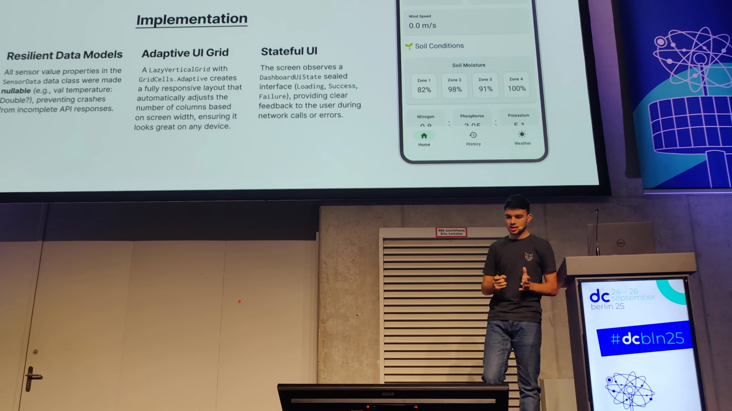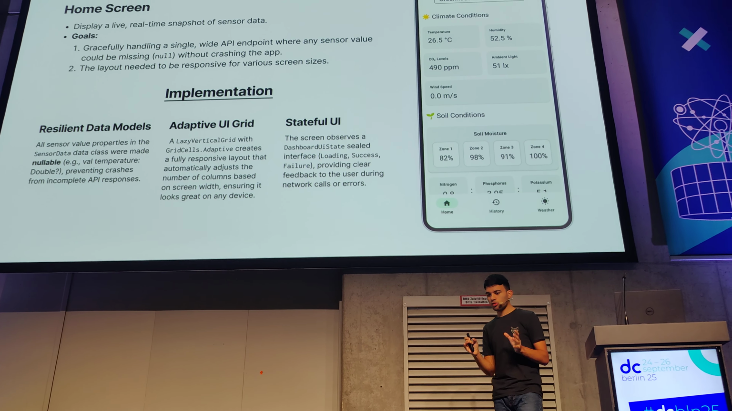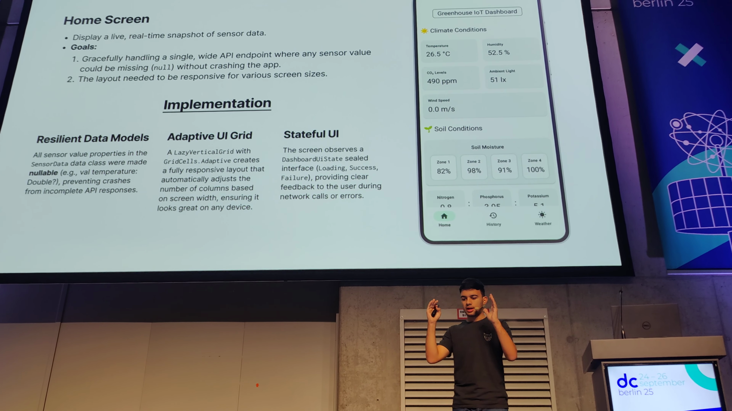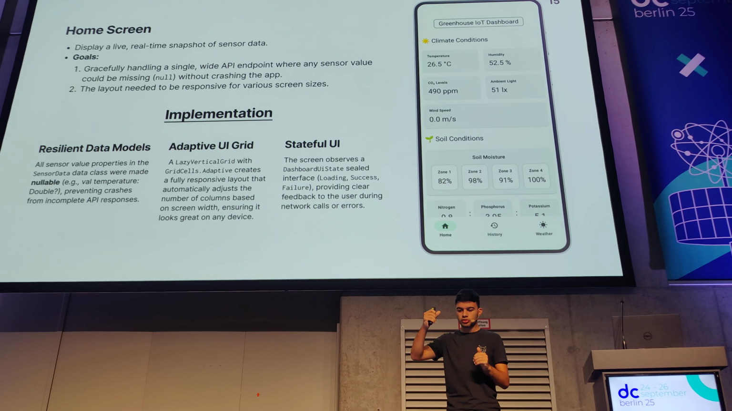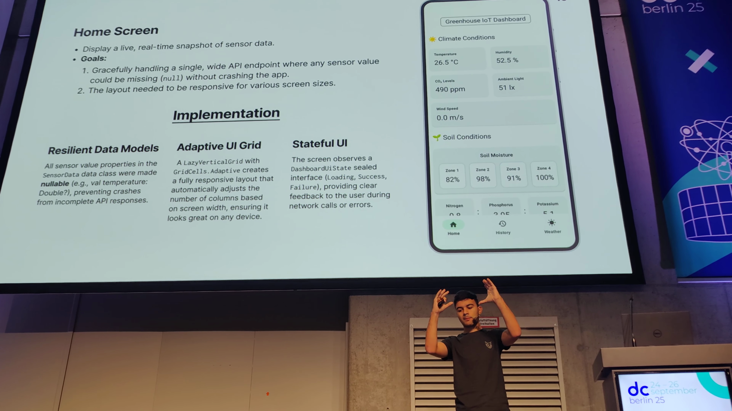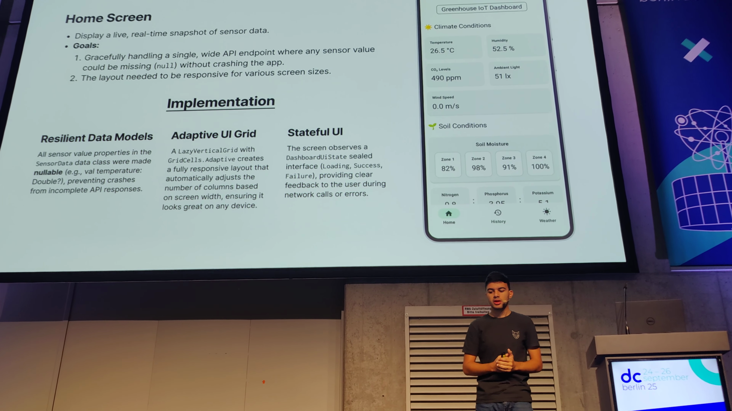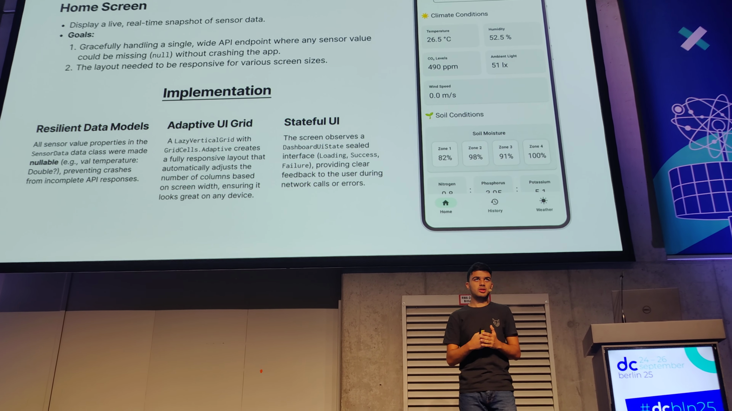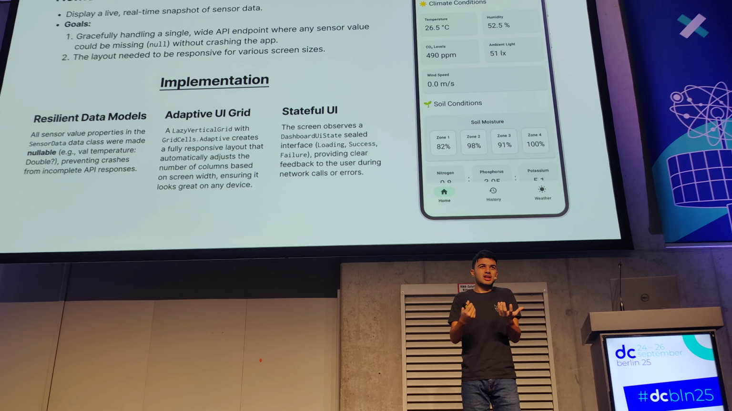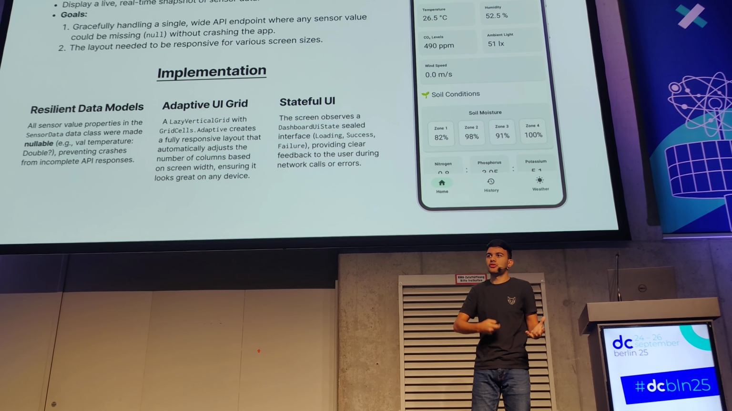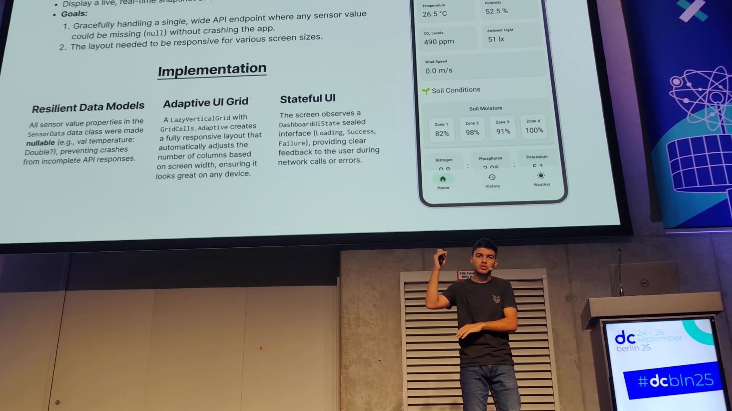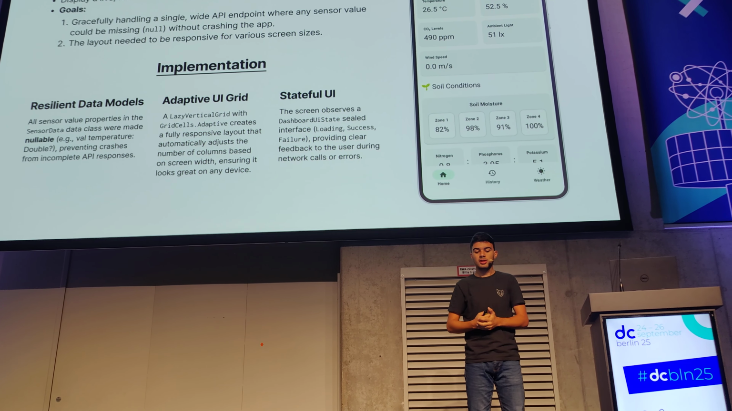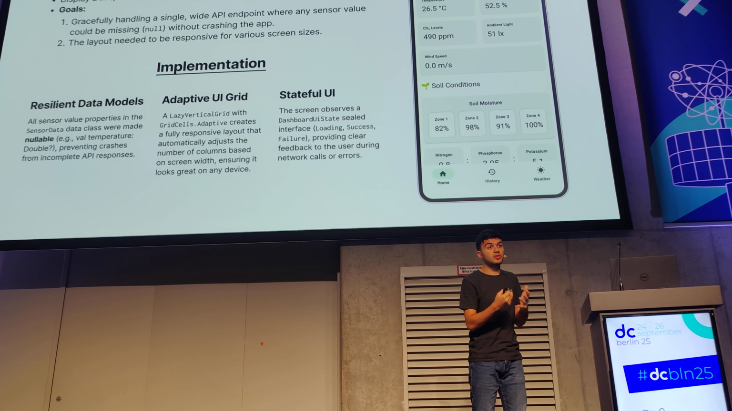So the first screen we have is a home screen. The goal of the home screen is to give you an easy user interface which you can scroll through. So you have climate conditions on the top part and soil conditions at the bottom. The most challenging part of this is to define what variables we have, what layout and template we have for each different parameter. And we also need to handle null values.